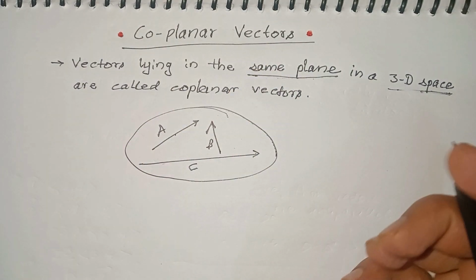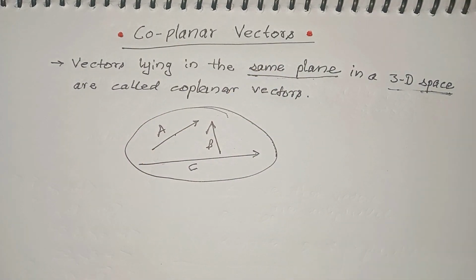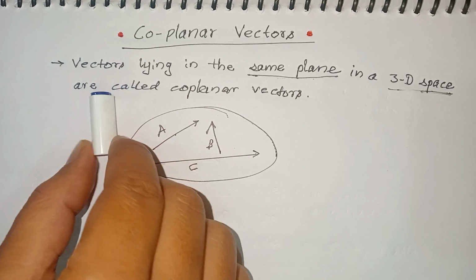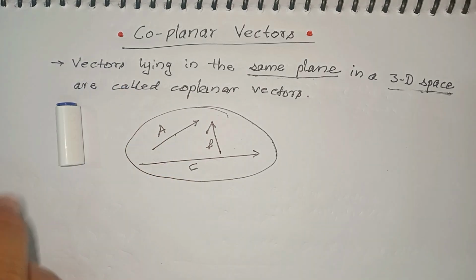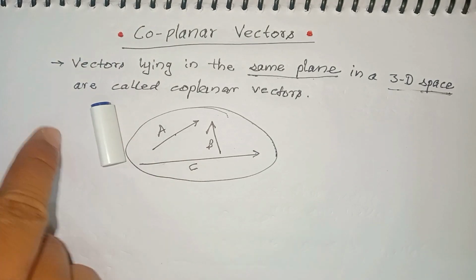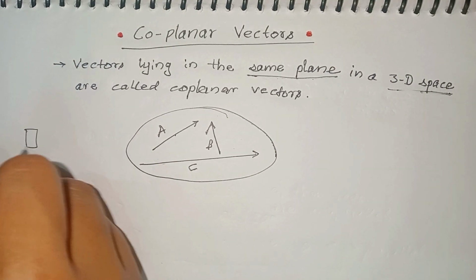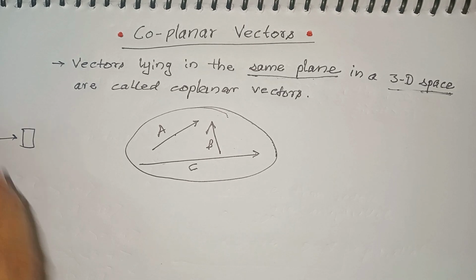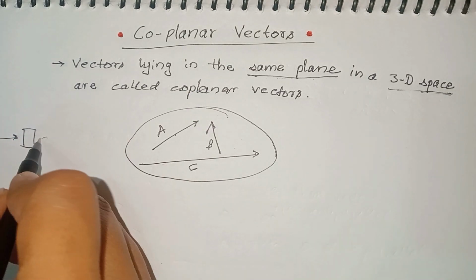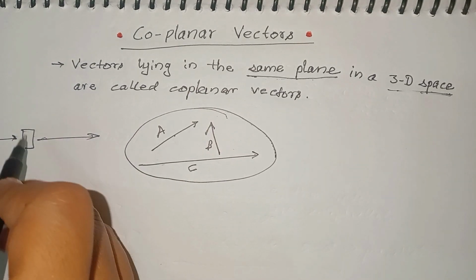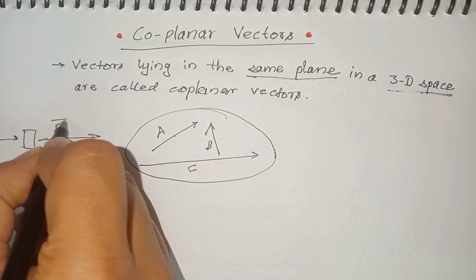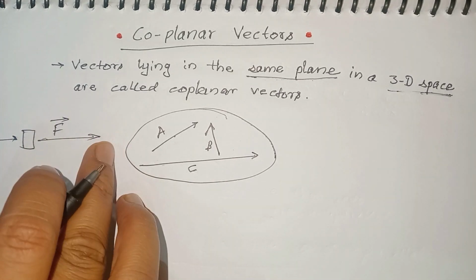Let me elaborate with some more examples. Suppose this is a pen cap, and we apply some force in this way. This is one experiment. The pen cap was here, we applied some force in this way, and it moved in this way. The force is a vector, and we know its direction was here.